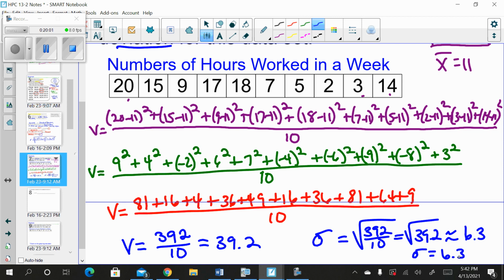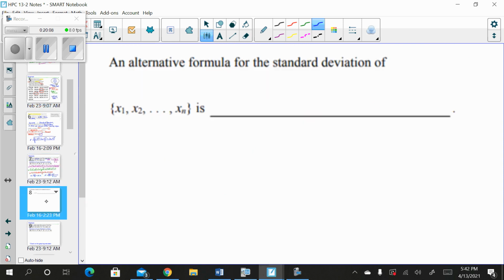So they're closely related. Now, I want to show you another way of doing this by hand, and then we're going to talk about it on the graphing calculator. There's a really cool alternate formula that takes this all into account right away. It's called the alternate formula for standard deviation. So it's still a calculation for sigma, so it's still a square root.